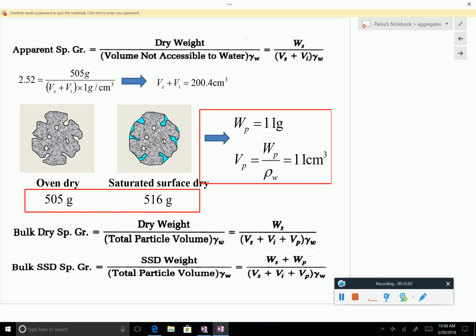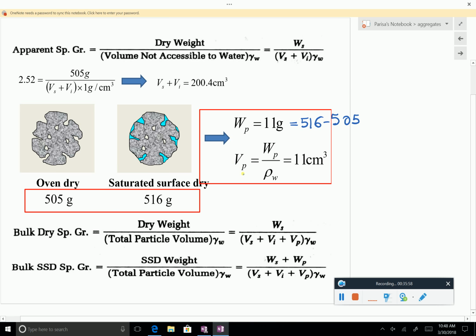So the weight of water, what you want is to subtract oven dry from SSD. And the reason is you want to get all those voids filled with water. If you subtract the natural state, they are not complete. You don't get the fully filled voids, because in natural state they are like halfway filled, right? We want to know if you fill those voids up with water, how much water it is. And the weight is just subtracting the two, 516 basically minus 505.